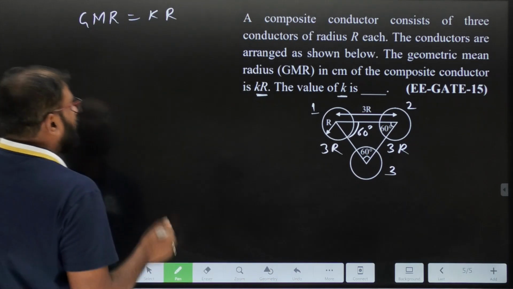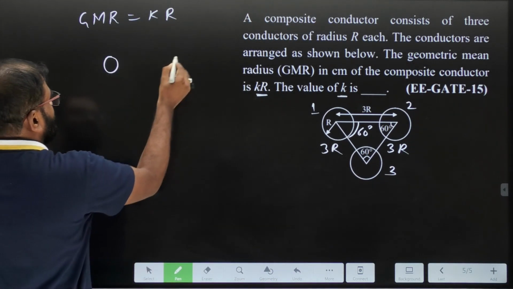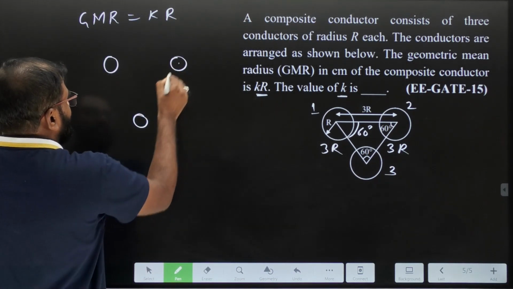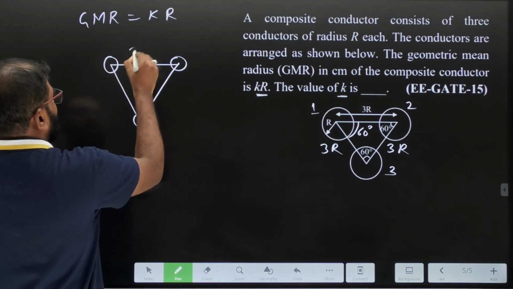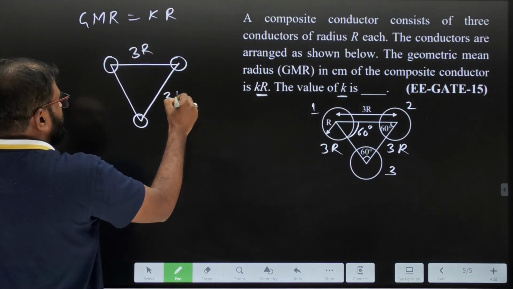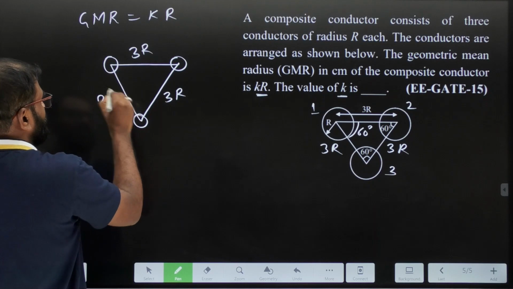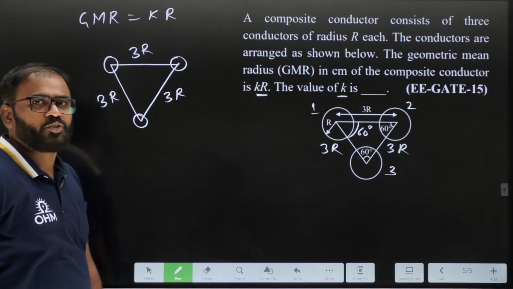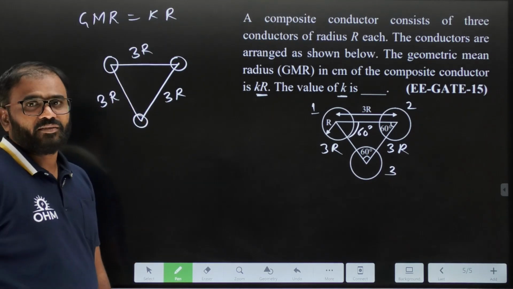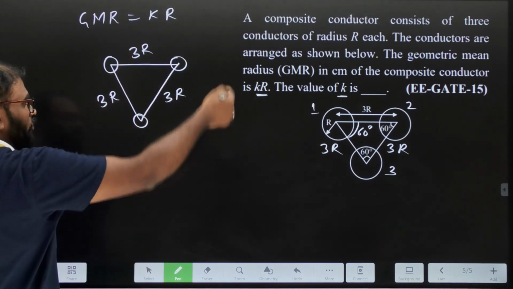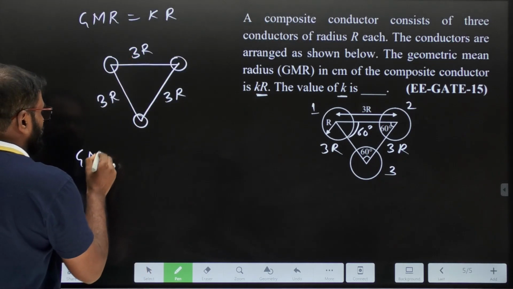Okay. Now I am writing simply 3 conductors like this, forming an equilateral triangle. What is this distance? 3r. What is this distance? 3r. What is this distance? 3r. And the radius of every conductor is again r. Now tell me, since they are forming a symmetry here, what is the GMR?